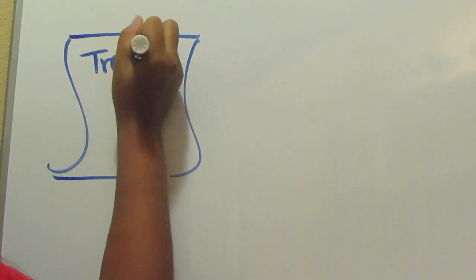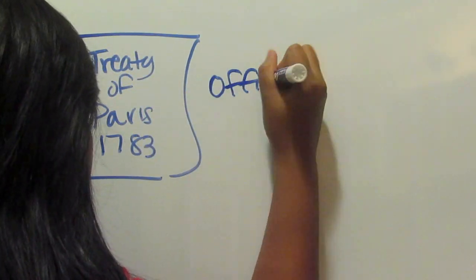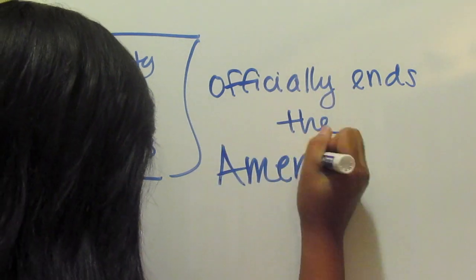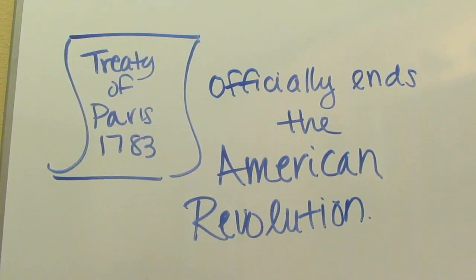By the Treaty of Paris of 1783, the British formally recognized the independence of the United States. The war was officially over.